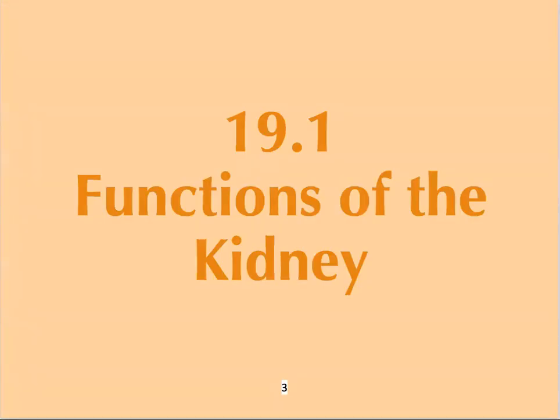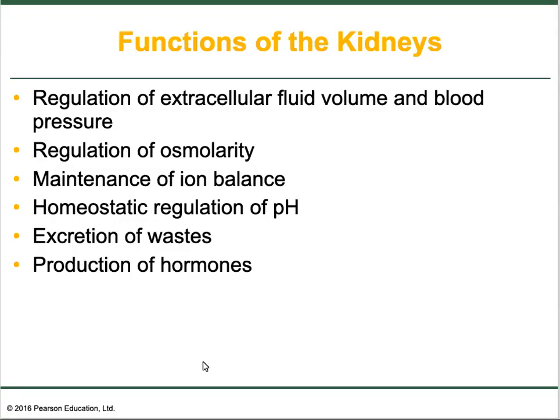Now, briefly about the function of the kidney. Our kidneys are involved with regulation of the extracellular fluid, including blood, and so they are also involved with the regulation of blood pressure. Furthermore, kidneys are involved in regulation of blood osmolarity, maintenance of electrolyte balance, and regulation of acid-base balance in our body, so pH, as well as excretion of metabolic wastes, and finally, producing hormones.